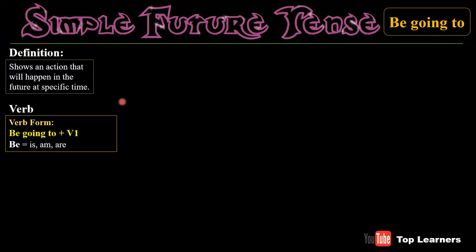One more thing I want to clarify: when we say "be going to", this "be" is actually a main verb form. It means we do not use "be" itself. We use a form of "be", which are is, am, and are. We use is for third person singular subjects like he, she, it, or any other singular nouns. We use am only for the subject I, and we use are for plural subjects like we, you, they, and any other plural nouns.